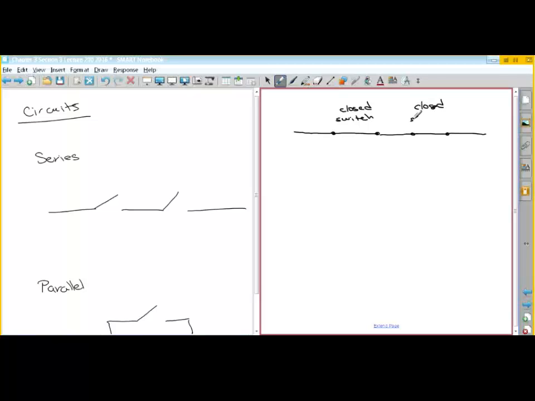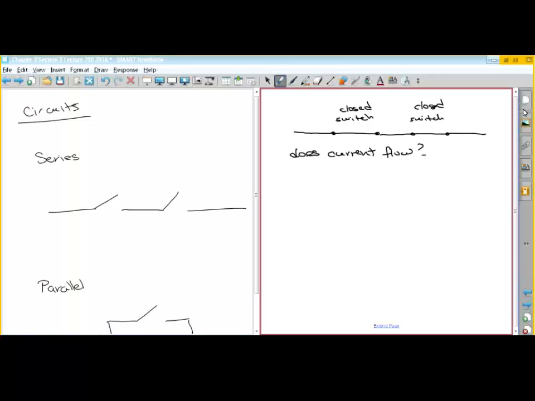And this is another closed switch. It's just like a light switch. Okay. And the question is, does current, which is electrons, flow? Question mark. Well, it does, because you've connected all these wires together.